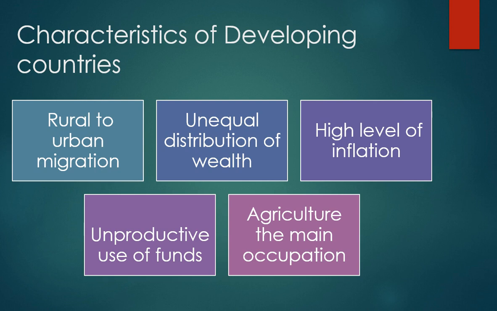So in this way there is unequal distribution of wealth, and the rich are becoming richer and the poor are becoming poorer because of unequal distribution of wealth.